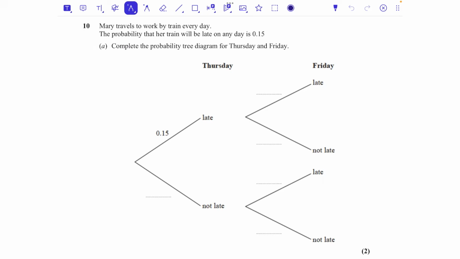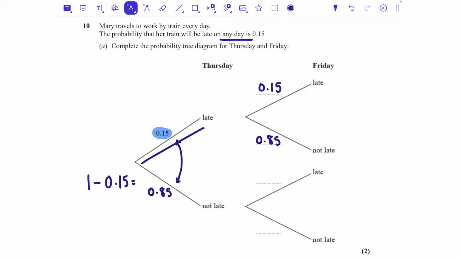Question number 10. Mary travels to work by train every day. The probability that her train will be late on any day is 0.15. Complete the probability tree diagram for Thursday and for Friday. So we know with probability trees that the probability of each branch needs to add to make 1. So if the probability of her being late on Thursday is 0.15, then the probability of her not being late is 0.85, because that is 1 take away 0.15. These two branches together need to add to make 1. Now it says the probability of her train being late on any day is 0.15, so we know that even if it's Friday, that's going to still be 0.15 and 0.85.